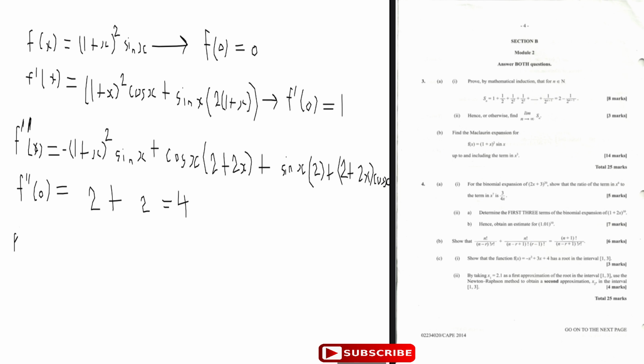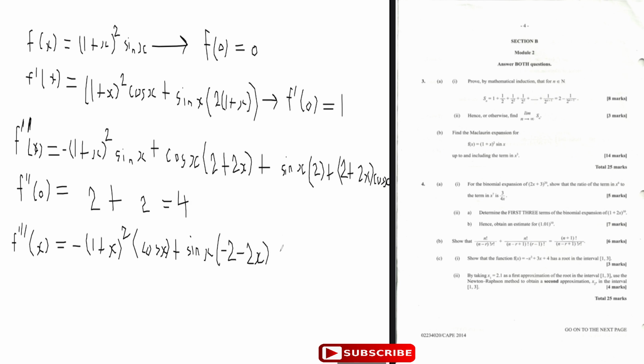Now we need to find f triple prime. Oh gosh, differentiating this 3 times. F triple prime of x is going to be equal to, differentiate this, keep the first, which is minus (1 plus x) squared. Keep the first times the derivative of the second. When you differentiate sine, you get cos x, plus you keep the second, which is sine x, times the derivative of the first, and the derivative of the first is minus 2 minus 2x.